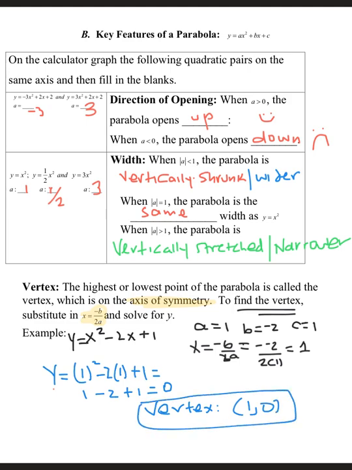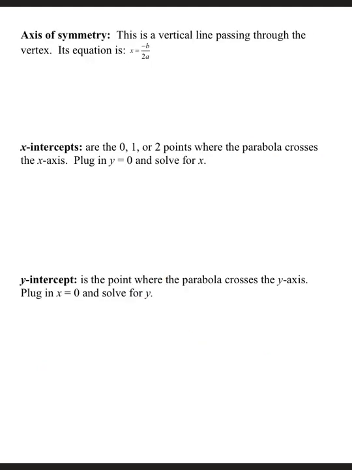So that's how to find the vertex. Here we find the value of x, then we plug it into the given equation. Then that's going to help us to find the y value at the vertex. Now moving on, let's talk about the axis of symmetry.